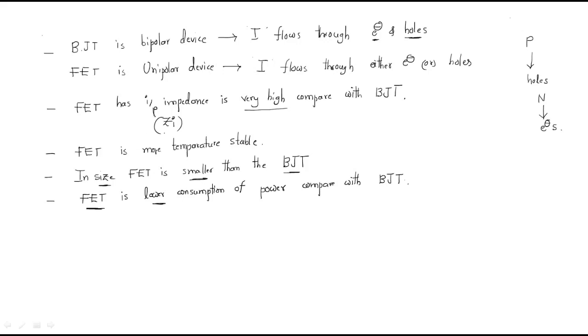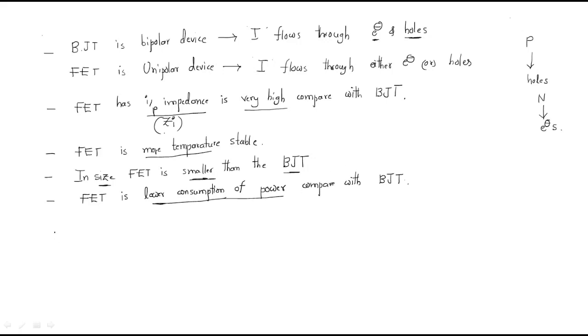FET characteristics are: input impedance is high and it is more temperature stable. Whenever temperature increases, it will be stable, no problem with that. In size, FET is very small, and FET has lower consumption of power, it will take less amount of power compared with the BJT.